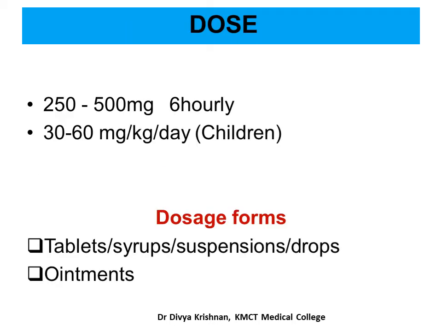The dose of erythromycin is 250 to 500 milligrams 6 hourly and the dose is 30 to 60 milligram per kilogram per day in children. So this has to be given 4 times a day in an individual. It is available in the forms of tablets, syrups, suspensions and drops. For topical application, it is available as ointments.